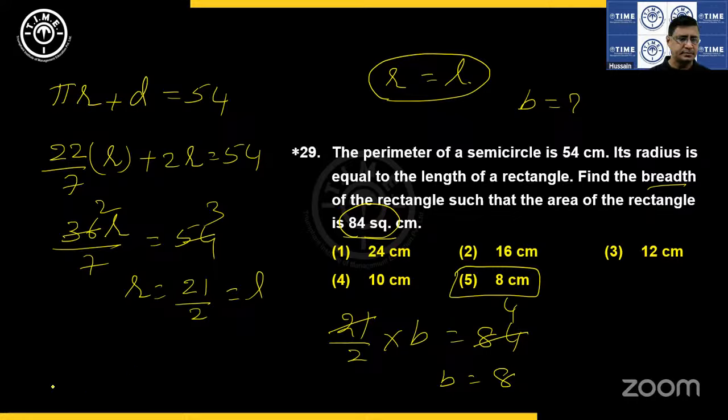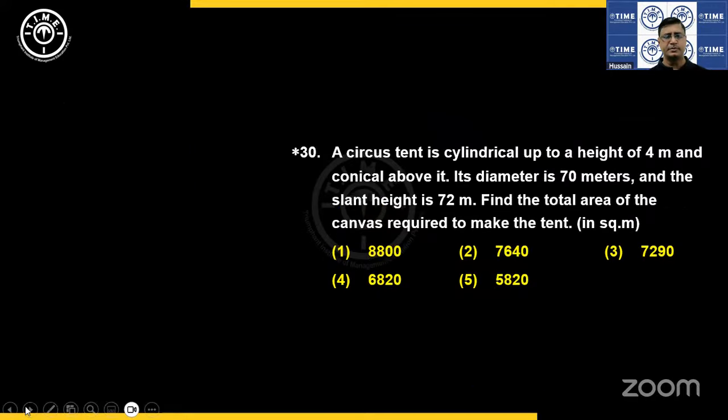Okay. Now, next example. A circus tent is cylindrical up to a height of 4 meters and conical above it. Its diameter is 70 meters and the slant height is 72 meters. Find the total area of canvas required to make the tent.